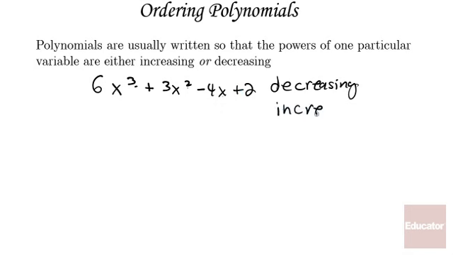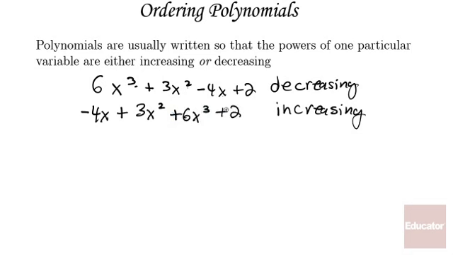I could write it the other way. I could write it in increasing order according to x. In that case, I would start out with just negative 4x. I would then go to 3x squared, and then finally to 6x cubed, still keeping the constant at the end. So it would be standard to write this in either of these forms.